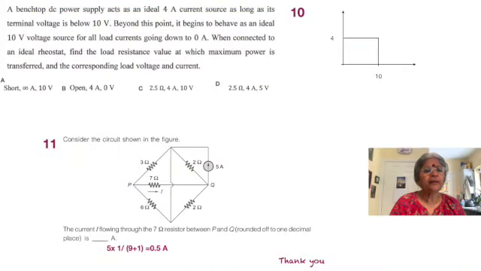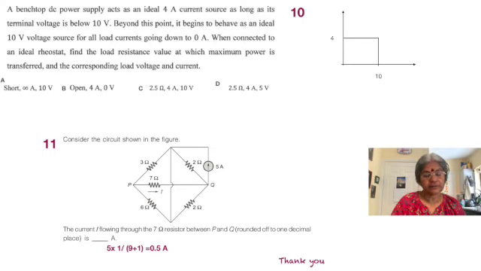Okay, moving on to problem number 10. Let us read it carefully. Quite a lot of English is there. A bench top DC power supply acts as an ideal 4 amp source. What do you mean by an ideal 4 amp? 4 amp remains constant, as long as its terminal voltage is below 10 volts.